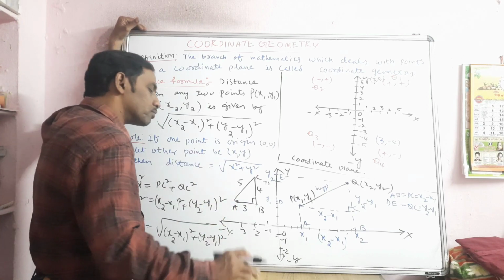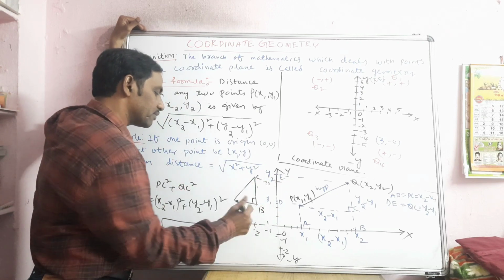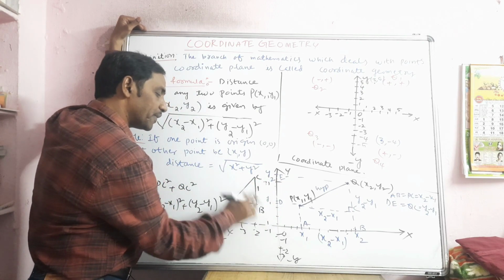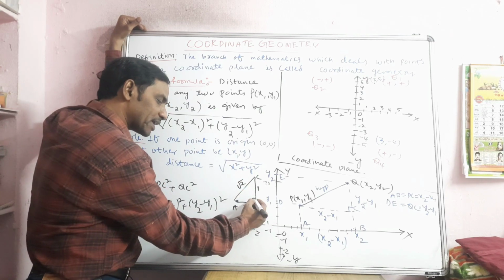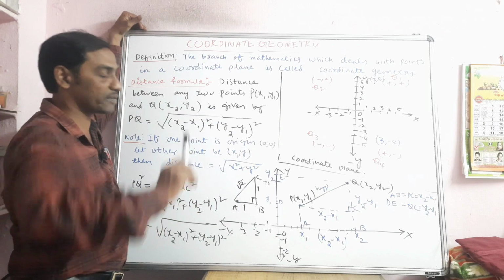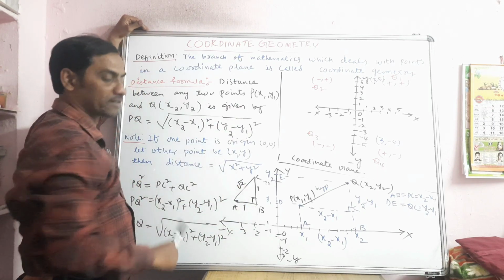Now if, for example, I take some other values randomly. For example, AB length we got 1 centimeter, BC 1 centimeter. Then AC you will get root 2. So it means that it is also a right angle triangle. It will satisfy the Pythagoras theorem. How can you say it forms a right angle triangle? It satisfies the Pythagoras theorem. What is the Pythagoras theorem?